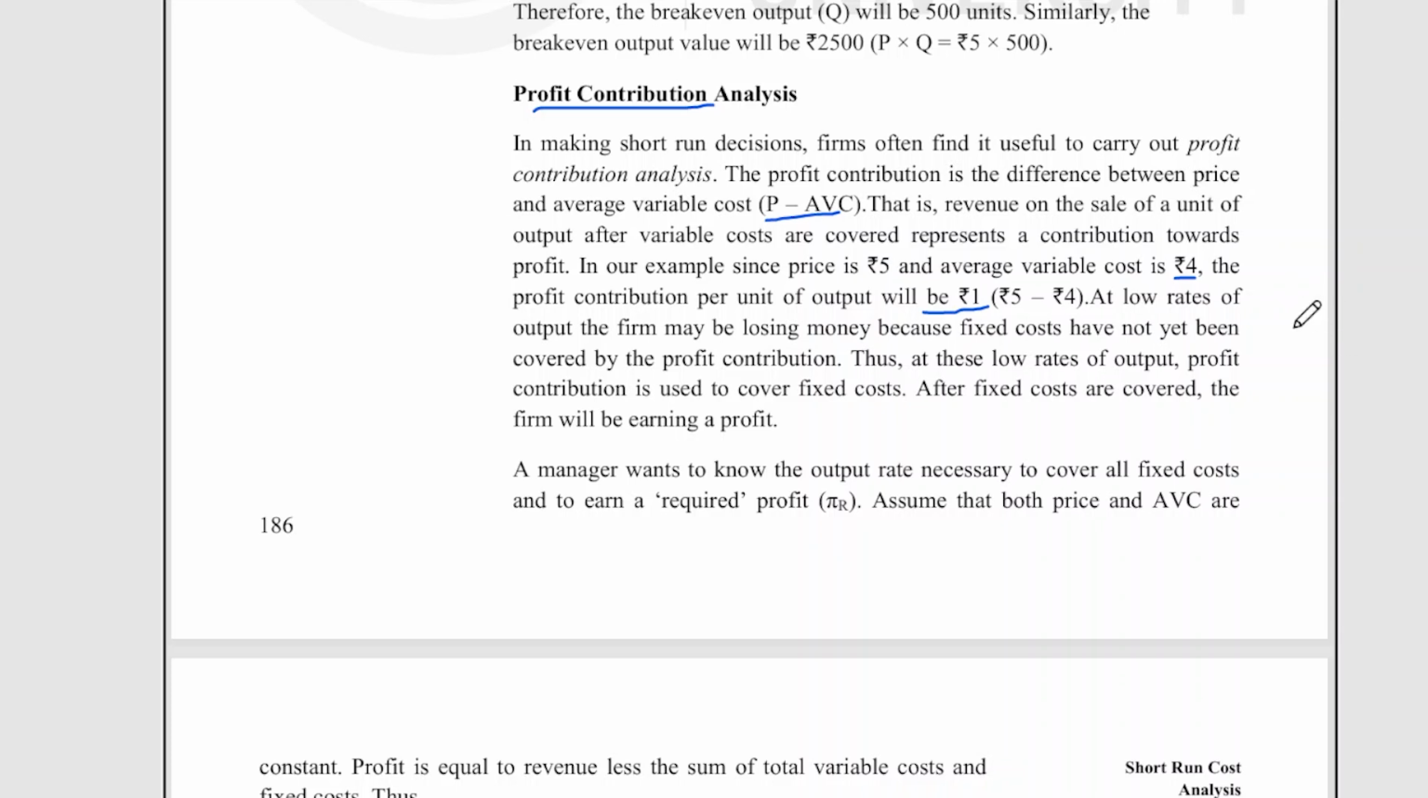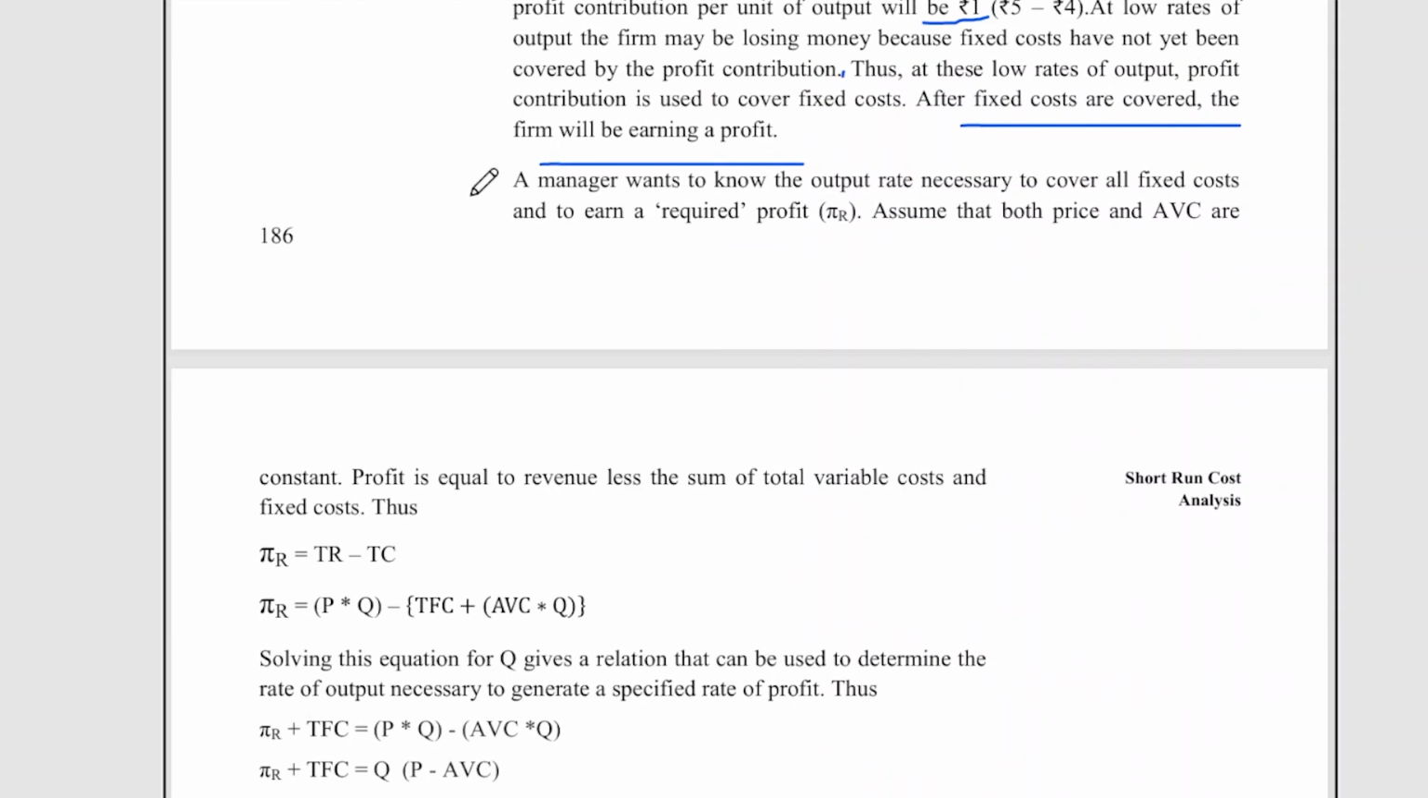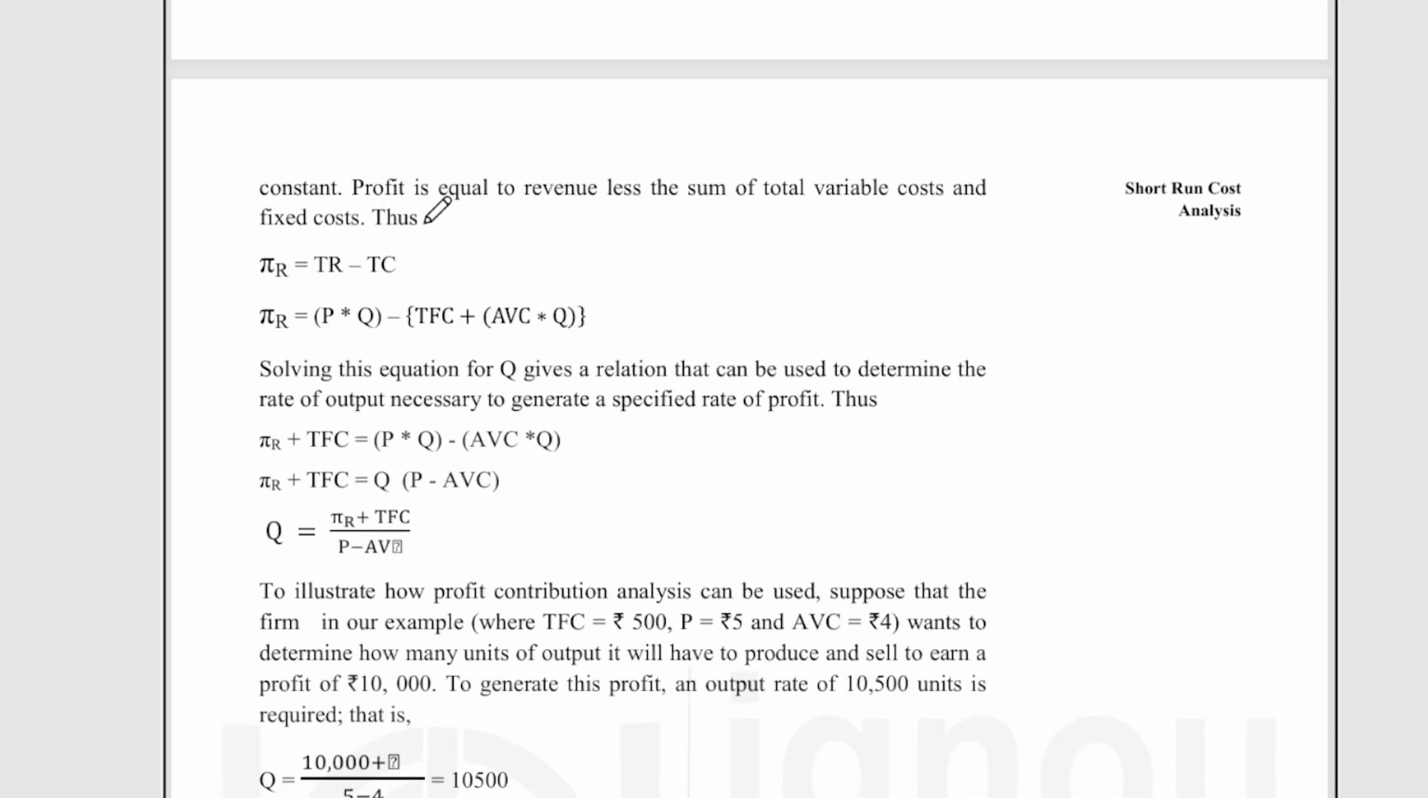Okay, and at a low rate of output, the firm may be losing money because fixed costs have not yet been covered by the profit contribution. Thus, at this low rate of output, profit contribution is used to cover fixed cost. And after fixed costs are covered, the firm will be earning a profit. And a manager wants to know the output rate necessary to cover all fixed cost and to earn a required profit. Assume that both price and AVC are constant and profit is equal to revenue less the sum of total variable cost and fixed cost.